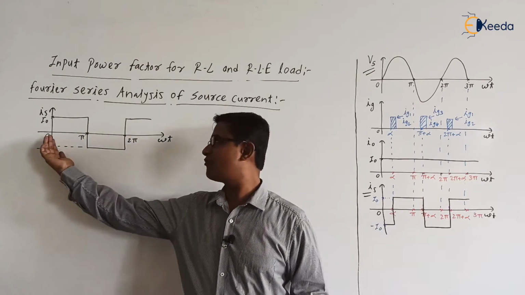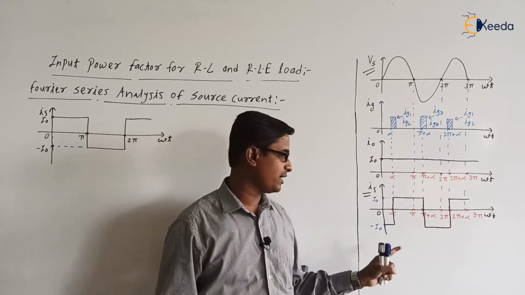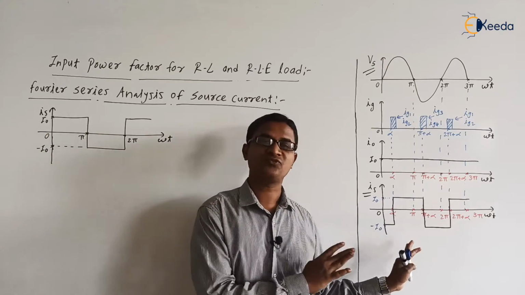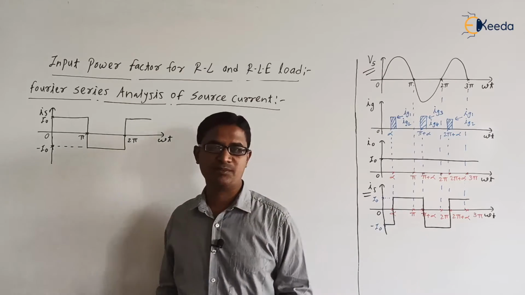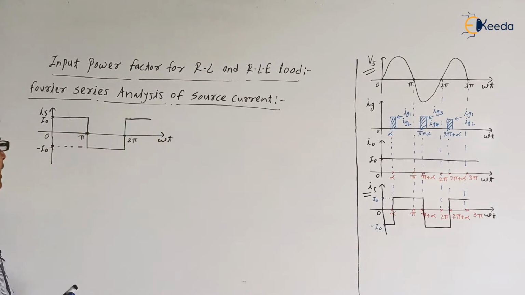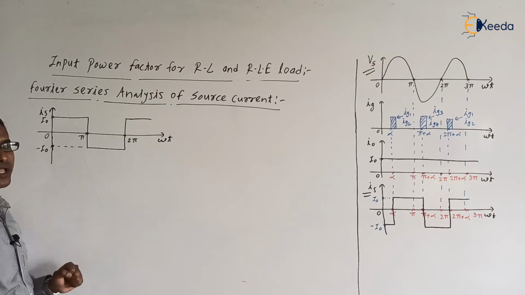What is the difference between this waveform and this waveform? If we shift this waveform by angle alpha, then we will get this waveform. The Fourier series analysis for both waveforms will be the same. As this is a periodic waveform, the periodic angle is 2 pi.